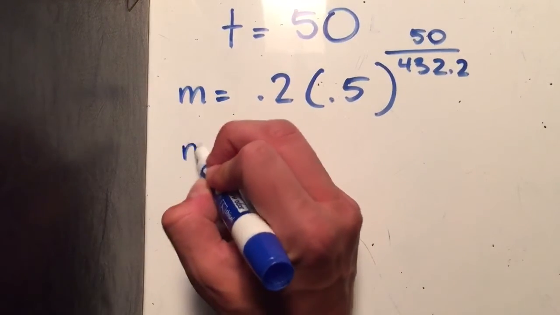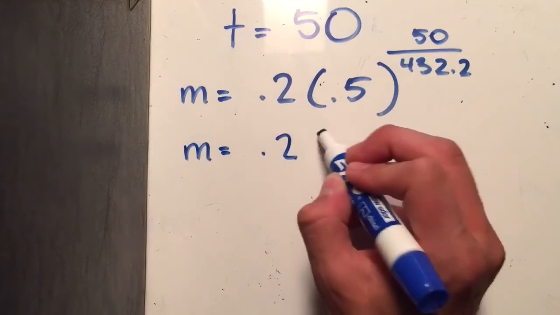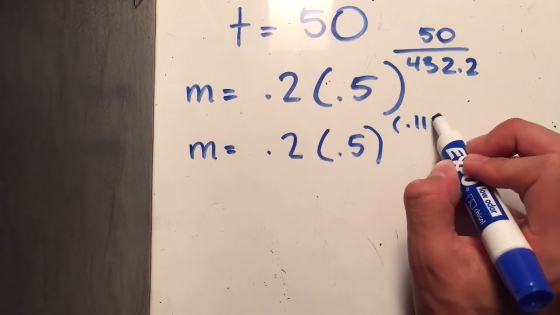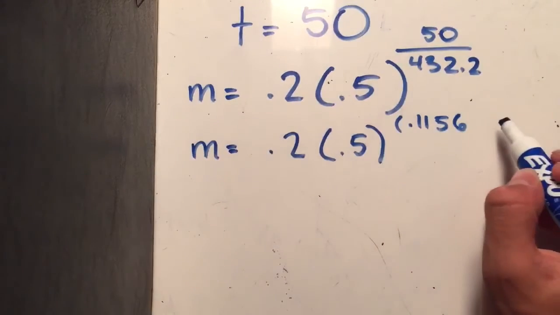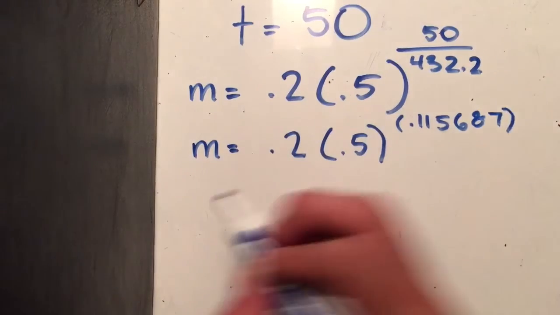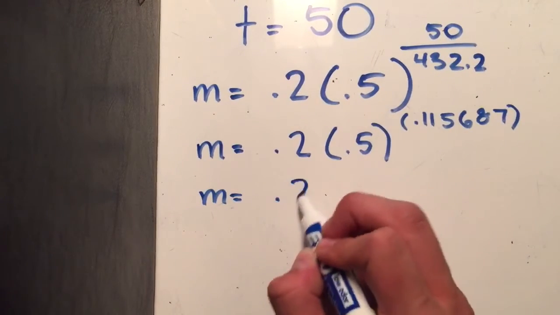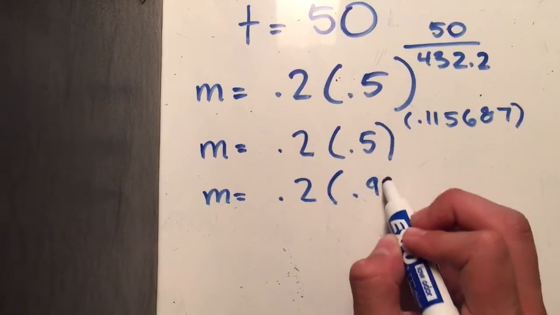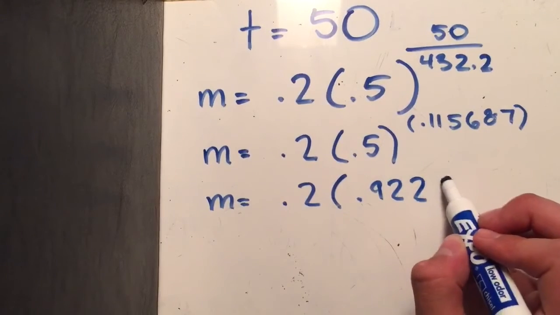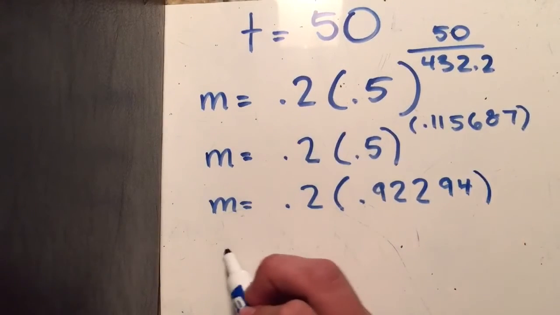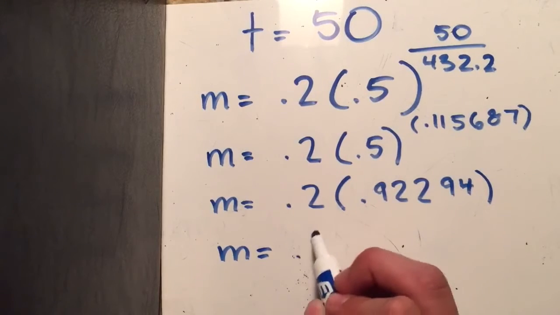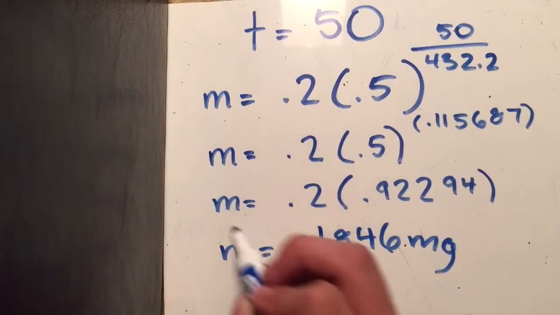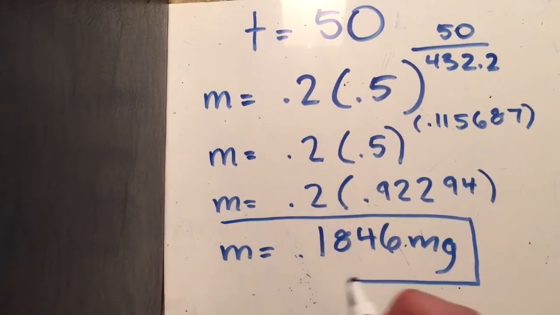To solve part B, I know that my t value equals 50 because that is given in the question. My new equation is m equals 0.2 multiplied by 0.5 to the power of 50 over 432.2. m equals 0.2 multiplied by 0.5 to the power of 0.115687. m is equal to 0.2 multiplied by 0.92294, and my final m value is m equals 0.1846 milligrams. 0.1846 milligrams represents the amount of element left after 50 years of use.